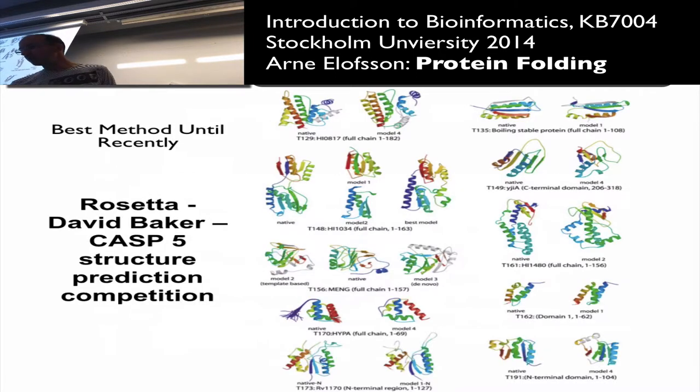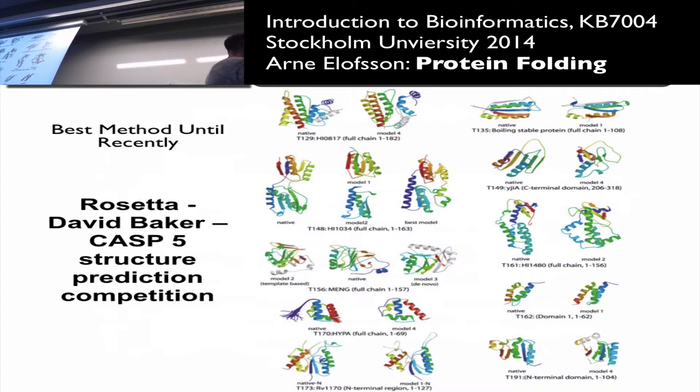So after the break, I will talk about probably the first method that had some general applicability, called Rosetta, by David Baker. Throughout the history, there have been probably hundreds of papers published saying we have solved the folding problem, and we have done that in different ways. But nothing really worked.